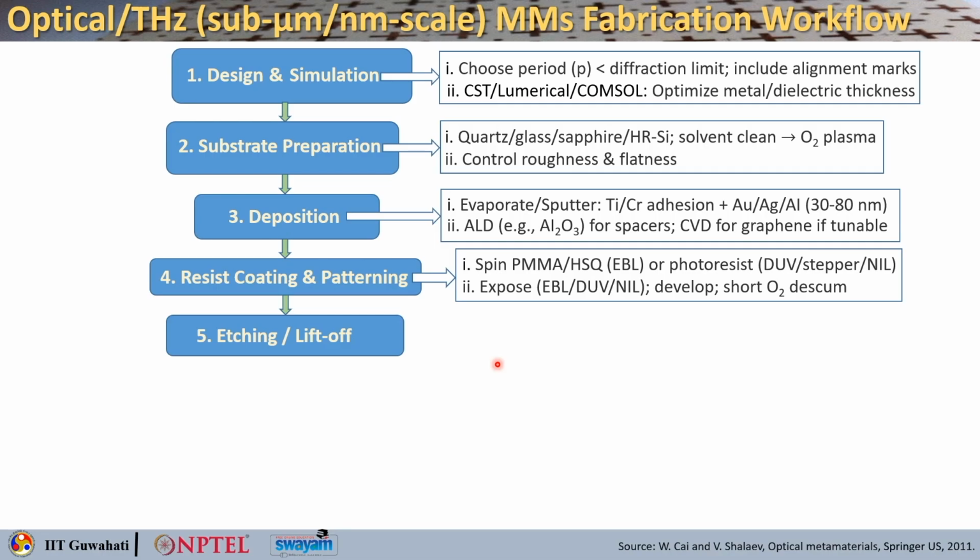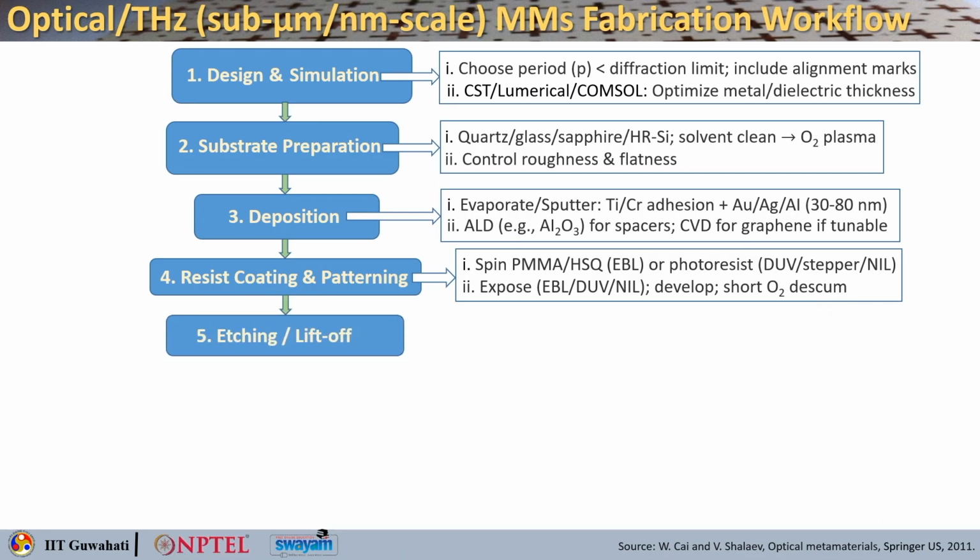And for patterning, what we have seen till now is mainly the resist coating. For patterning, you can expose the resist using EBL or deep UV or nano imprint lithography, and then develop the patterns in chemicals to reveal the features. In that case, you have to perform a short oxygen descum to remove the thin residue.